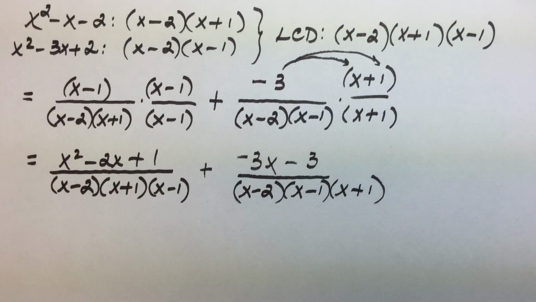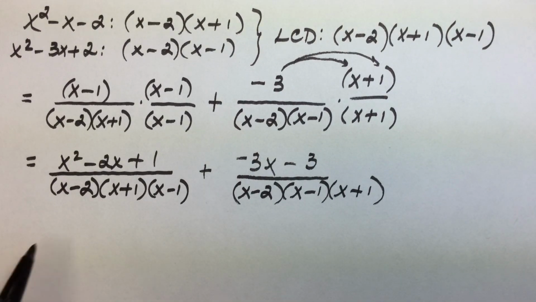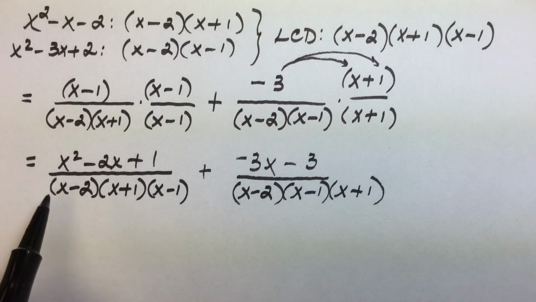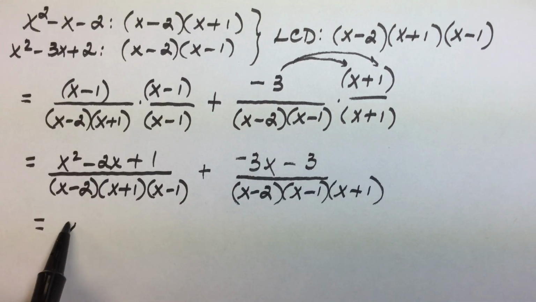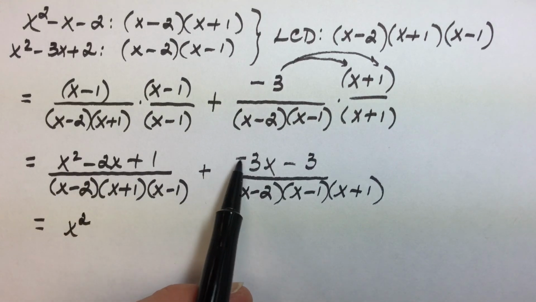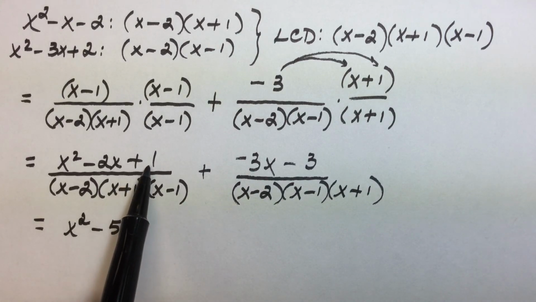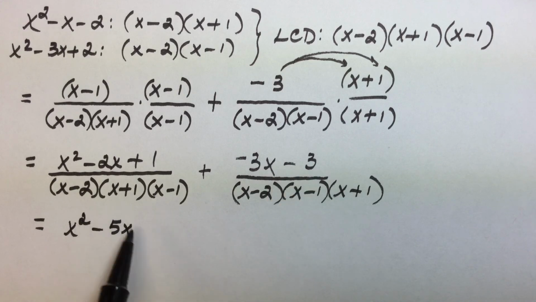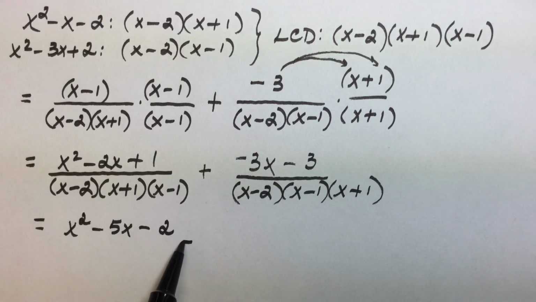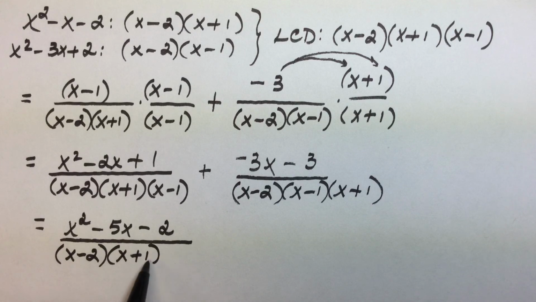We now have accomplished a common denominator so that we can combine the numerators. There is no term other than the x squared, but we have similar terms in negative 2x plus a negative 3x for negative 5x, and positive 1 plus negative 3 is negative 2 over that common denominator of x minus 2, x plus 1, and x minus 1.